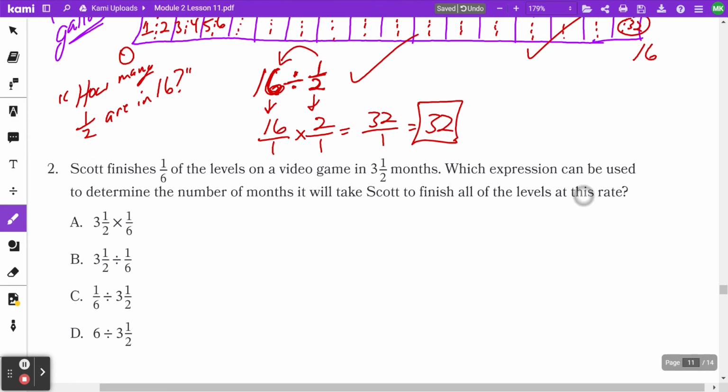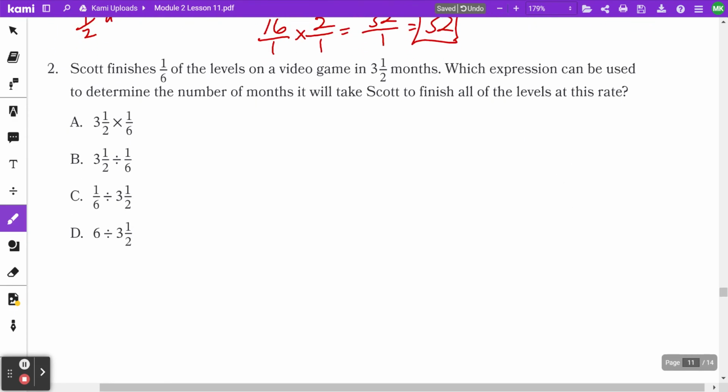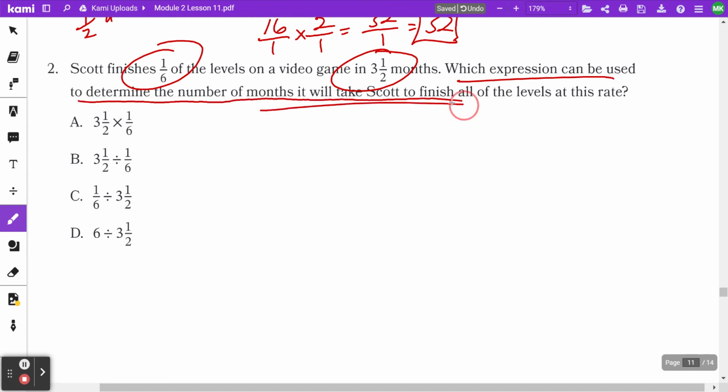Pretty cool. And then lastly here, last one I'll do for this particular lesson. Lots of things going on in here, but I just can't go on forever. So Scott finishes 1/6 of the levels of the video game in 3.5 months. Which expression is used to determine the number of months it will take Scott to finish all levels? I already have it.